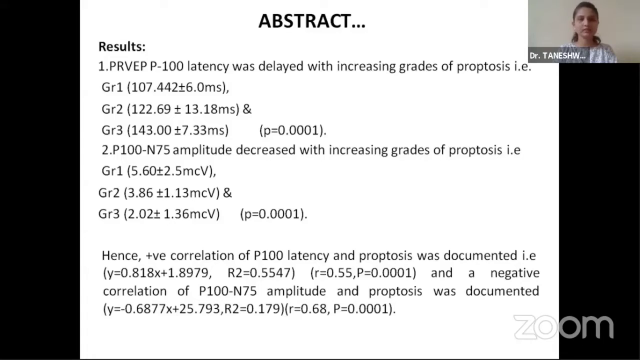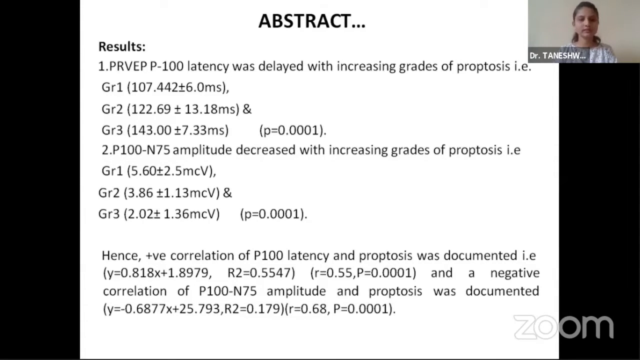We found the P100 minus N75 amplitude decreases with the increasing grades of the proptosis. In grade 1 proptosis, it was 5.6 plus minus 2.5 microvolts, and in grade 2, it was 3.86 plus minus 1.13 microvolts. In grade 3, it was 2.02 plus minus 1.36 microvolts. This difference was also statistically significant with a p-value of 0.001.